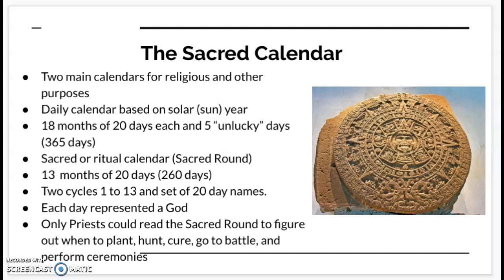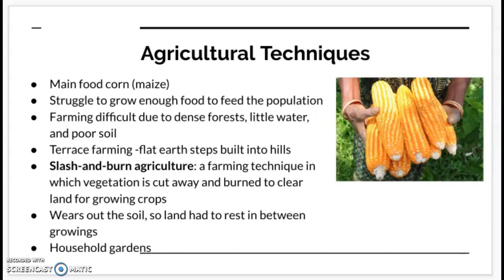They had a sacred or ritual calendar, which they called a sacred round, and this was 13 months of 20 days, so 260 days, and they had 2 cycles that ran 1 to 13 and a set of 20 day names. Each day represented a different god, so think of it as each day they worshiped or thanked a different god. Only priests could read the sacred round, and it would help them figure out when to plant, hunt, cure people if they were sick, go to battle, and perform ceremonies.